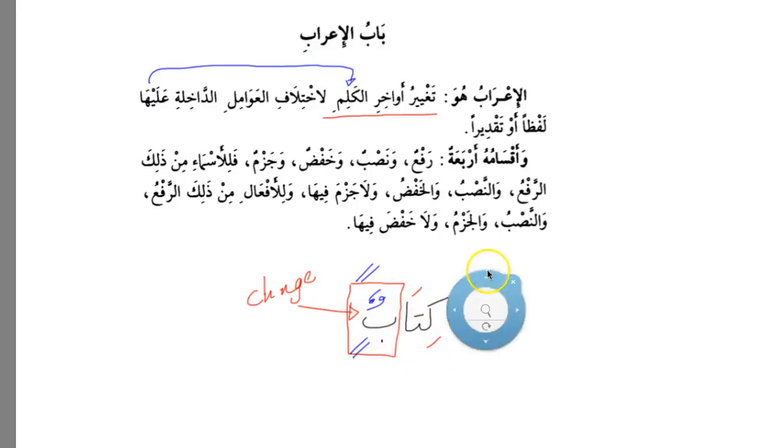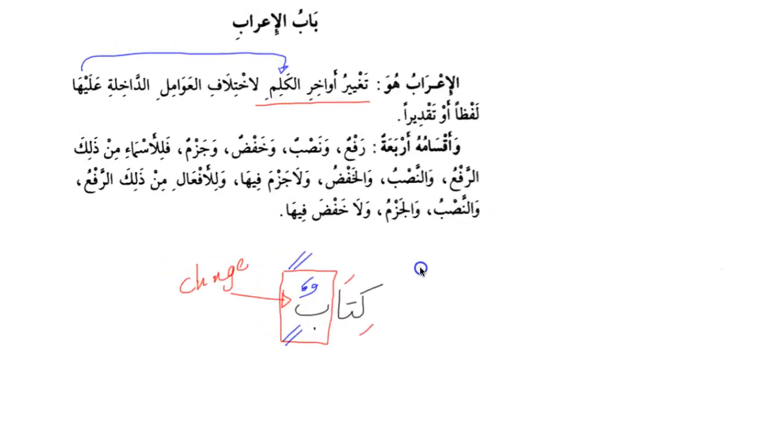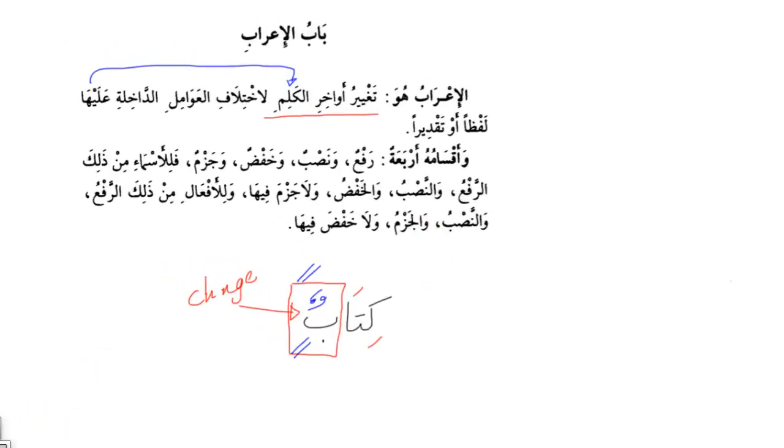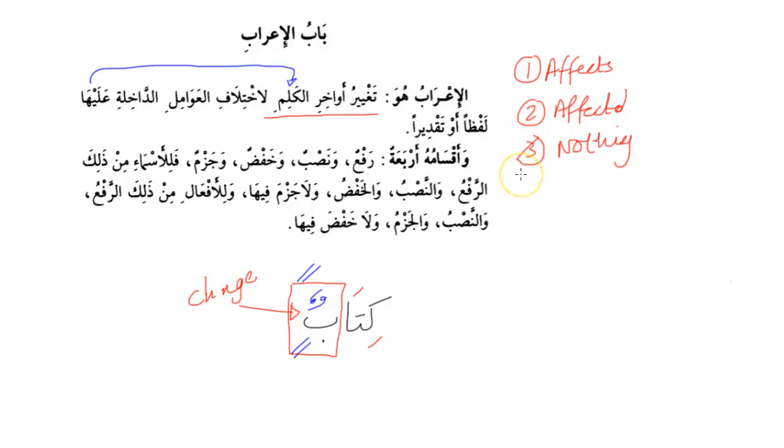Let me make it a bit easier to understand. In Arabic, you have three types of words. Number one, you have words that affect others. Number two, you have words that are affected. And number three, you have words that do nothing. So you have three types of words out there: words that affect, words that are affected, and words that do nothing.